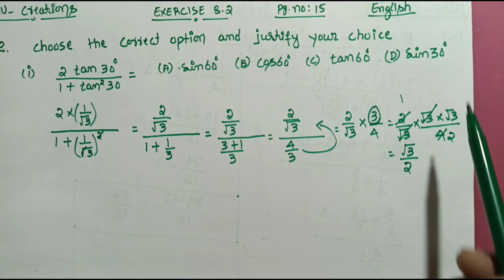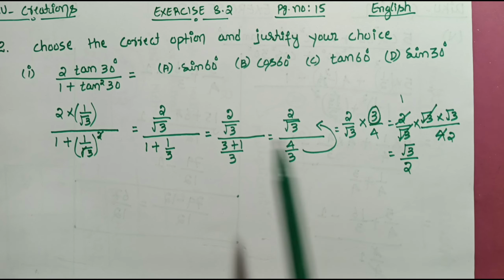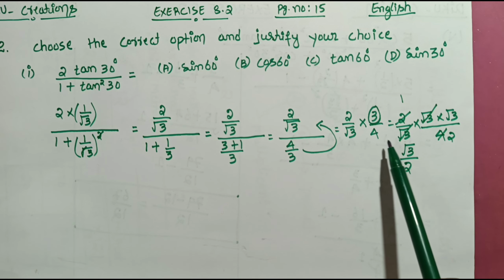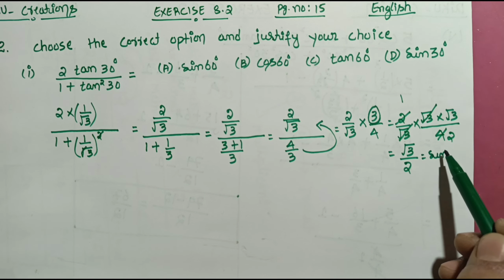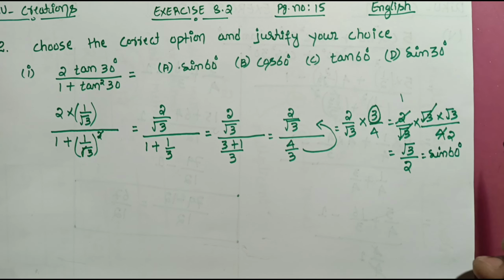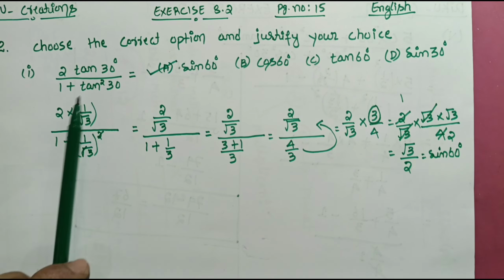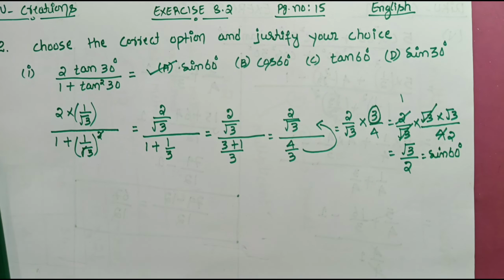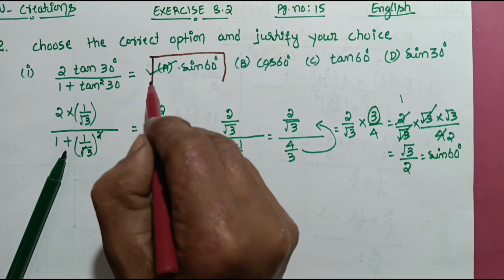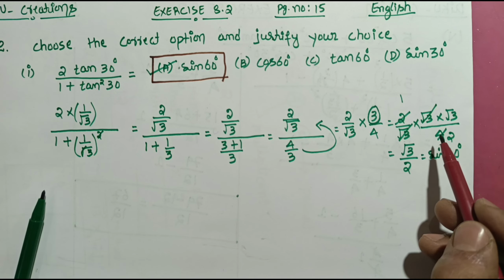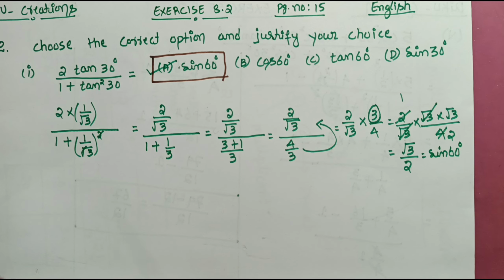Among these four answers, which value is going to be root 3 by 2? Yes, of course, if you refer to the table, that value is equal to sine of 60 degree. Hence the right option for this question is this. I will write that in a different color, to make you understand, this is the correct option and this is what we did. These are all the justification for this question.